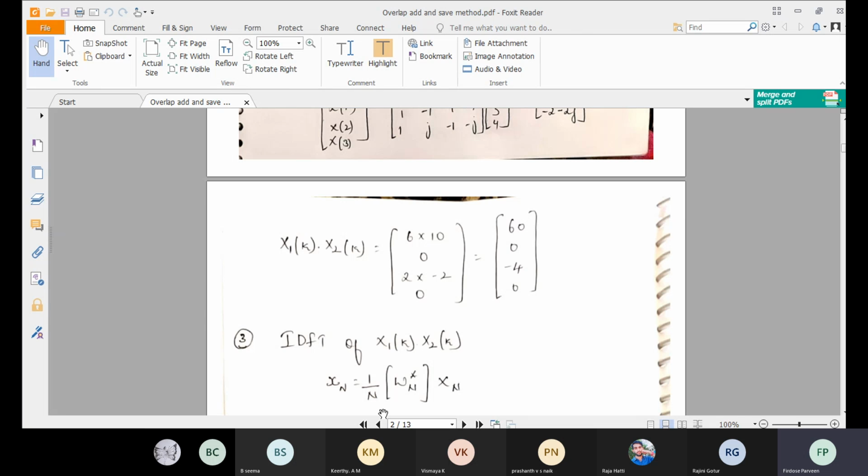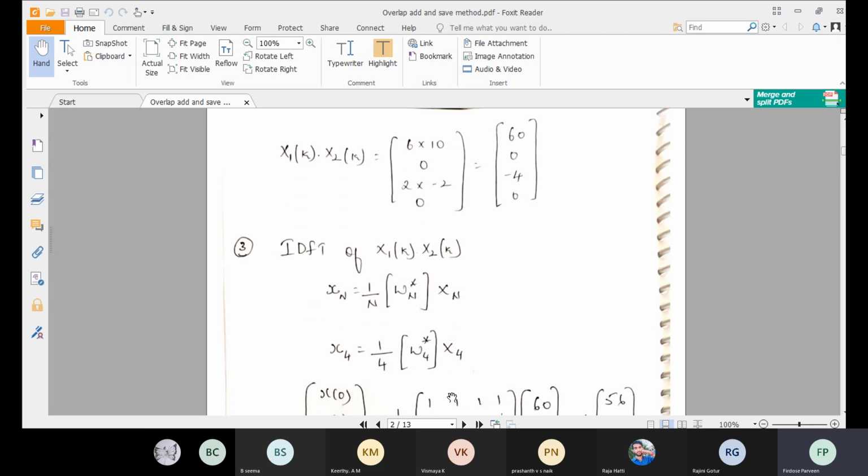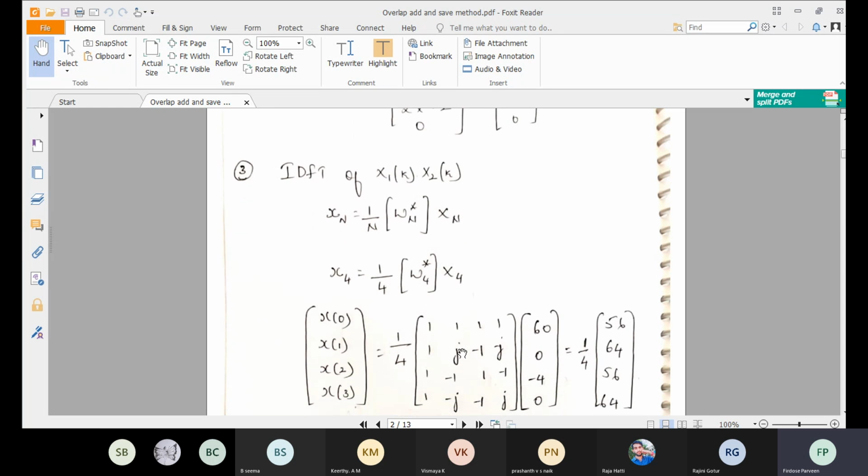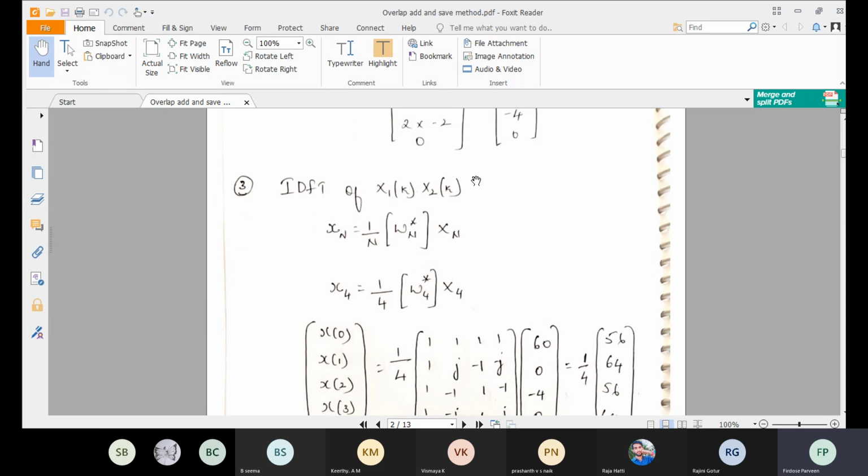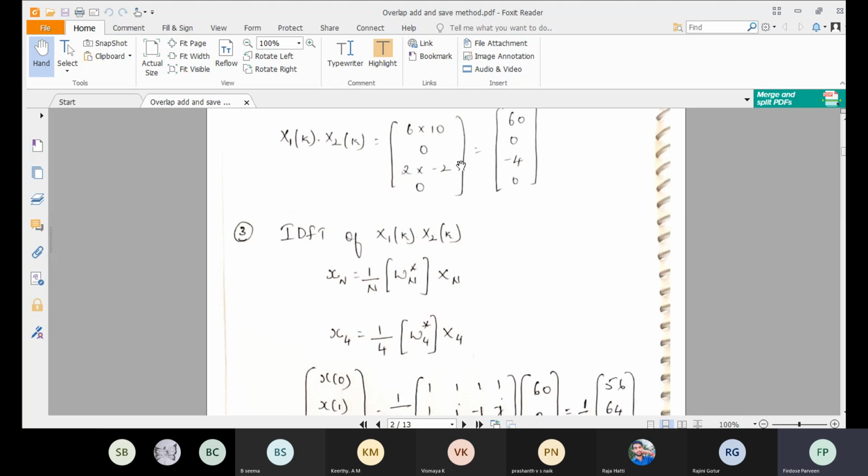So what is the formula in the matrix method? It is nothing but x of n is equal to 1 by N into WN conjugate into X of k. So this one will be your 1 by 4, W4 conjugate, okay, X4. So now x of 0, x of 1, x of 2. What is it? The DFT of this one. Okay, sorry, what you have got, x1 of k into x2 of k. What you have multiplied, you will be taking the IDFT of this one. Okay, so the IDFT of this one, what is the formula? That is this one.